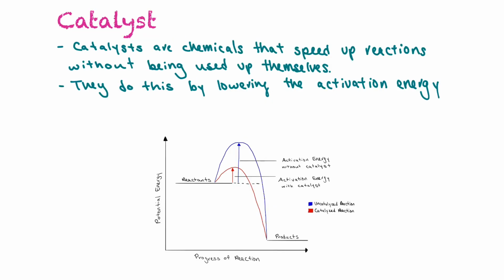The final thing we'll talk about is the presence of a catalyst. Catalysts are chemicals that speed up chemical reactions without being used up themselves. We say they do this by lowering the activation energy. That's kind of a lie. They actually provide an alternate pathway. So they don't lower the activation energy. They just provide an alternate pathway that has a lower activation energy itself. But we'll spend more time on activation energy in a separate video.